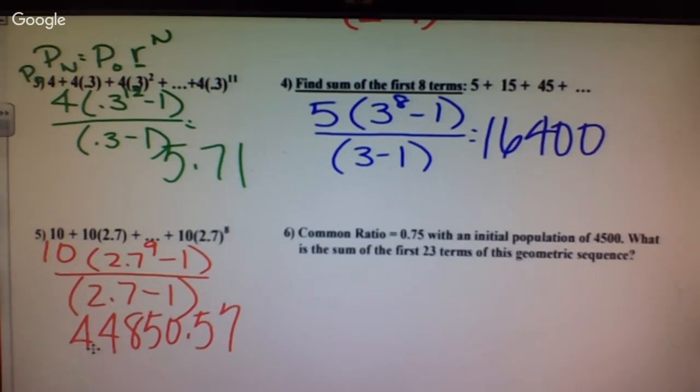Number 6. What's my first term? 4500. What's my R? 0.75. What's my N? 23. Yeah, dude.